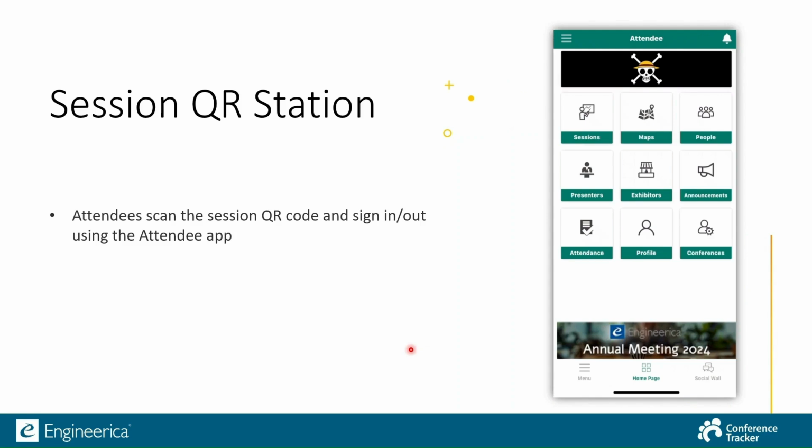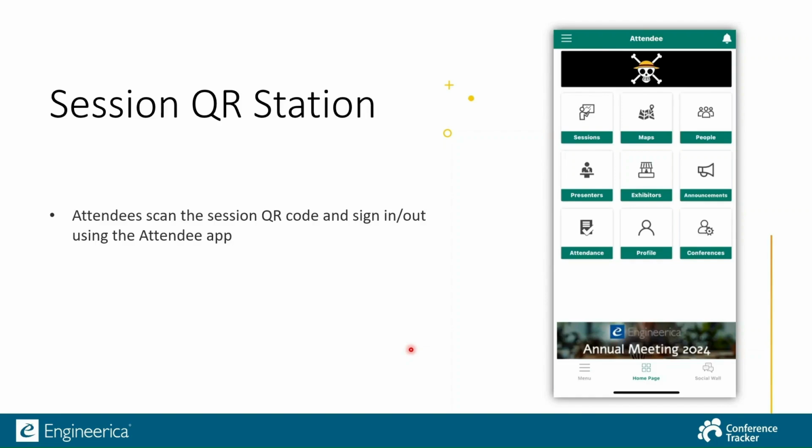And last but not least, we have our session QR station. Now this one is going to display a QR code unique to each room. Attendees need to have the attendee app for this to work. What's great about this method is that it speeds up the process, especially for sessions that have a large amount of attendees. No need for anyone to wait in line when they can just scan and continue the sign-in process from their phones.